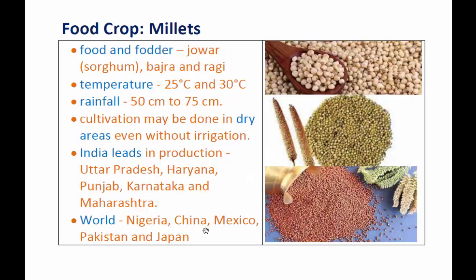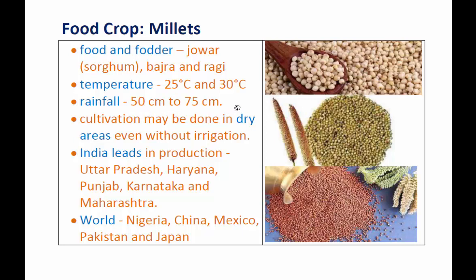Let's go to the next one, millets. Millets consist of jowar, which is also known as sorghum. You can see from the picture right here, this is jowar, and then bajra here, and also ragi. Okay, so these are food crops, millets, and they are used for food as well as for fodder, food for animals. They are cultivated in places where the temperature is between 25 degrees Celsius and 30 degrees Celsius. Rainfall required is 50 centimeters to 75 centimeters.